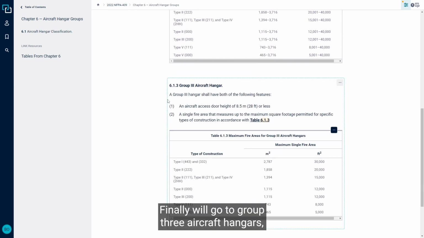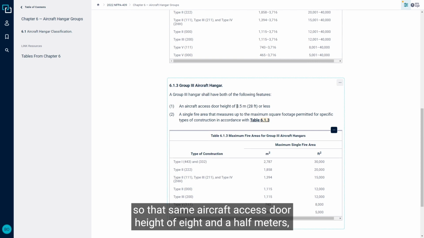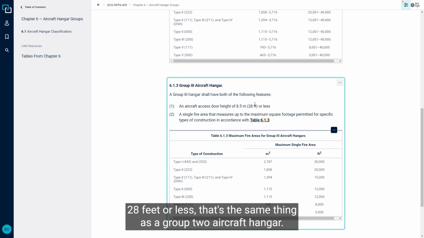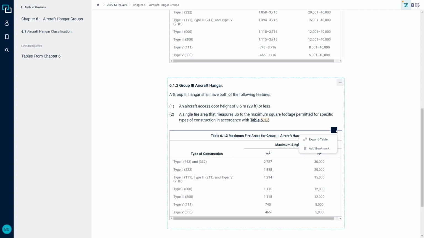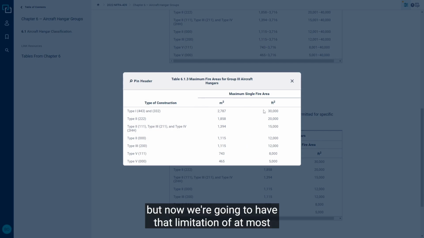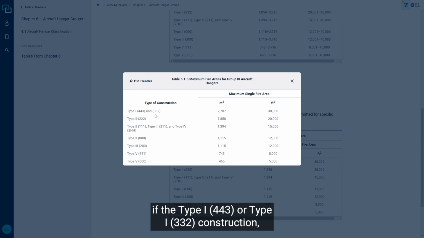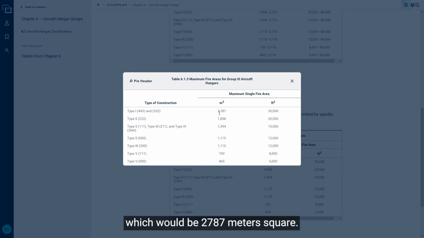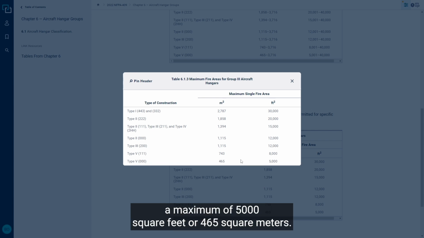Finally, we'll go to Group 3 aircraft hangars, which again need to have both of the following features. So that same aircraft access door height of 8.5 meters, 28 feet or less. So that's the same thing as a Group 2 aircraft hangar. But now this table is going to have much different maximum single fire areas. Let's take a look. So again, still based on the type of construction, but now we're going to have that limitation of at most 30,000 square feet if it's a Type 1443 or Type 1332 construction, which would be 2,787 meters squared. But if you're a Type 5000 construction, then you're only going to have a maximum of 5,000 square feet or 465 square meters.